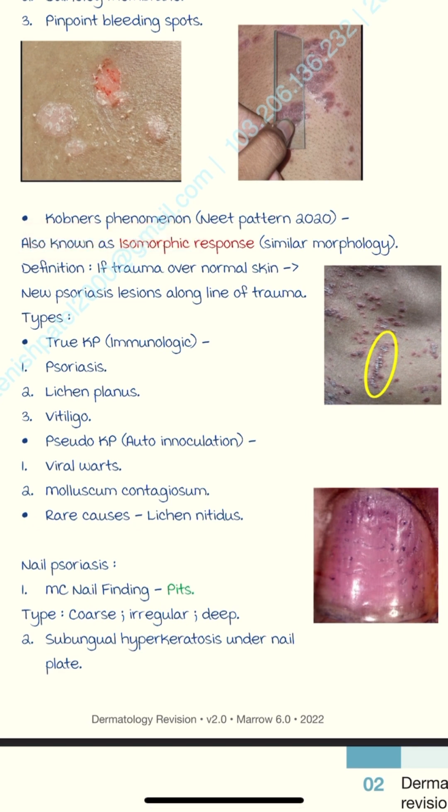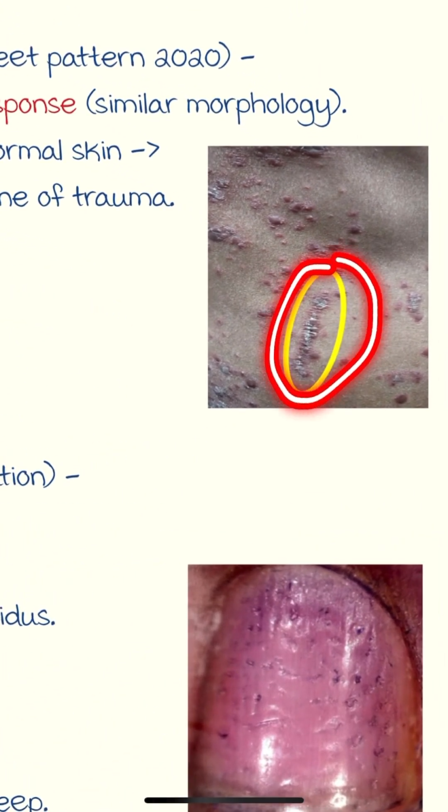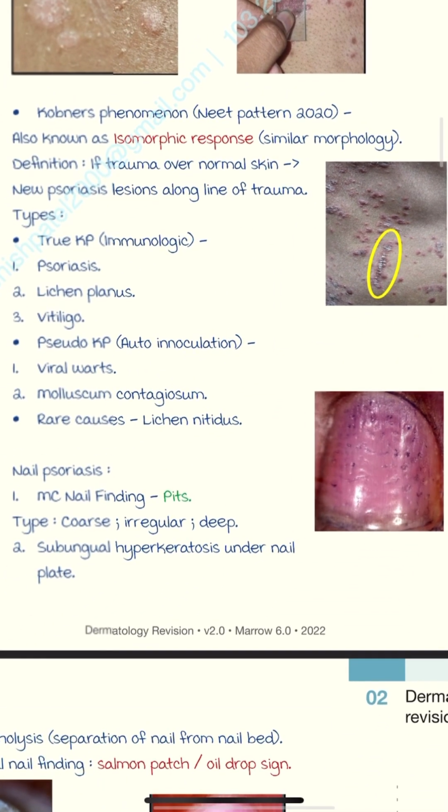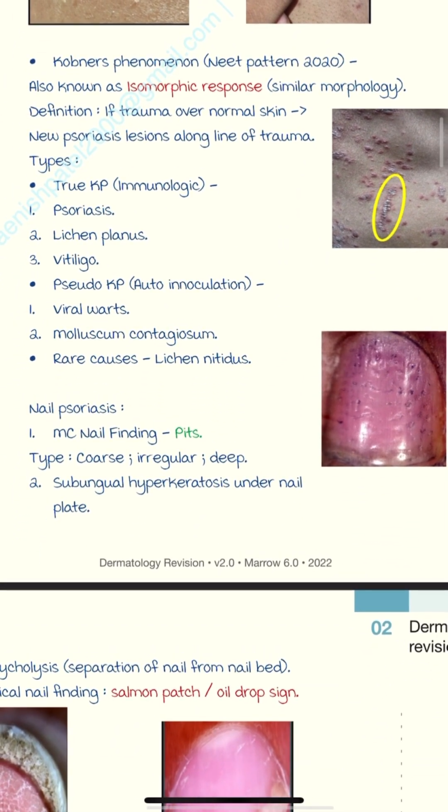Koebner's phenomenon is seen here. That is also known as isomorphic response, in which similar morphology of scales over the trauma line is seen. Now, Koebner's phenomenon is of two types: true, which is immunologic, and pseudo-Koebner's phenomenon, which is autoinoculation. True Koebner's phenomenon is seen in psoriasis, lichen planus, and vitiligo, whereas pseudo-Koebner's phenomenon is seen in viral warts and molluscum contagiosum, and rare causes are lichen nitidus.